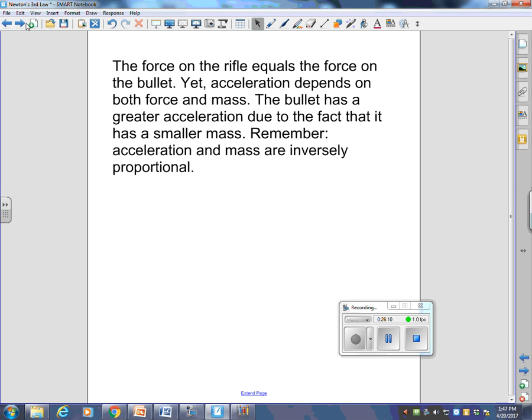The force of the rifle equals the force of the bullet, yet the acceleration depends upon both force and mass. The bullet has a greater acceleration due to the fact that it has a smaller mass. Remember, acceleration and mass are inversely proportional.